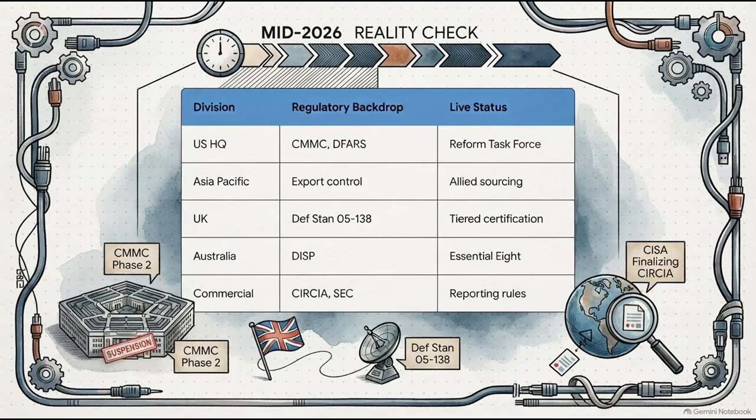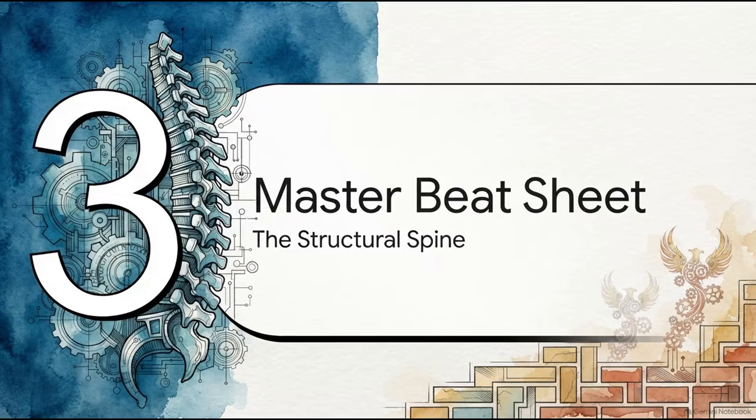What's really wild about this is how real it is. The timeline pressure in the story is drawn directly from what is actually happening in the real world right now, as of mid-2026. For example, the U.S. defense line has to deal with the Department of War's CMMC Phase 2 suspension, while the UK division handles DEFSTAN 05-138, and the commercial line braces for CISA finalizing the circular reporting rule. It literally takes regulatory compliance, which, let's be honest, can be a bit dry, and turns it into an urgent, high-stakes thriller. All right, Section 3, Master Beat Sheet Structure, the structural spine.